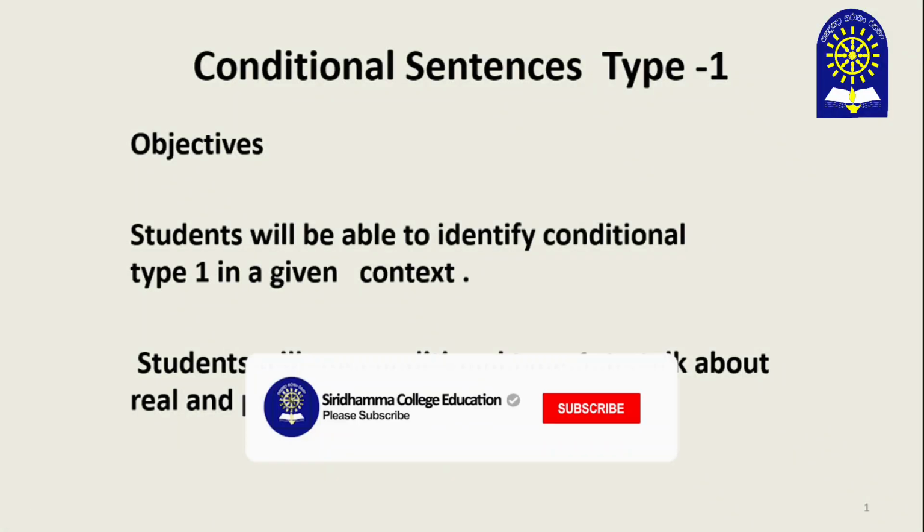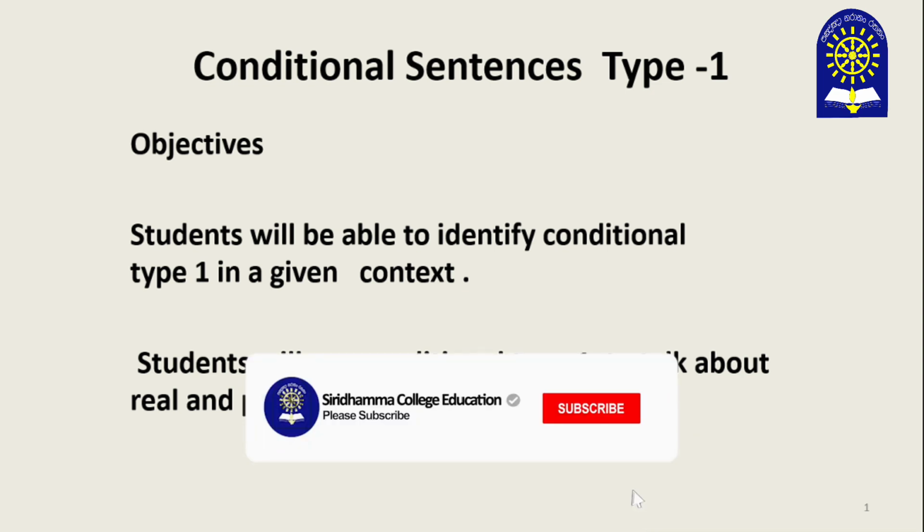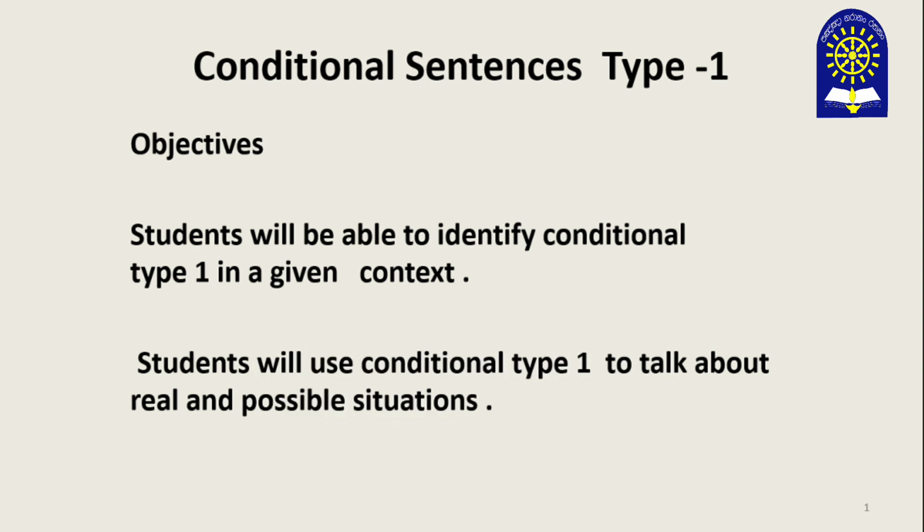Today I am going to talk about conditional sentences. When we talk about conditional sentences, there are three types. But I am going to talk about conditional type 1. Let's look at the objectives. Students will be able to identify conditional type 1 in a given context. Students will use conditional type 1 to talk about real and possible situations.